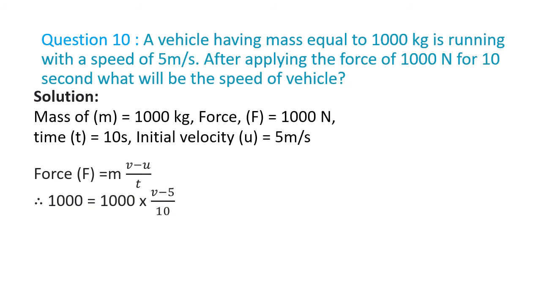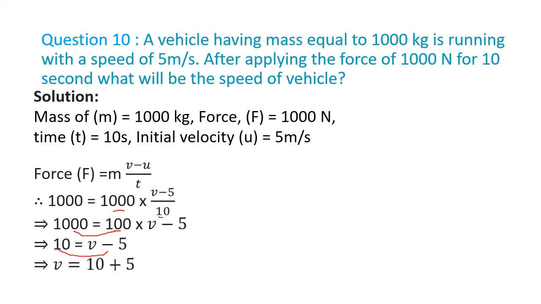So again we put the same formula, put down the values. Force is 1000 Newton, mass is 1000 kg. Final velocity is v, which we don't know, so you have to find v minus 5 upon 10. So 1000 divided by 10 gives 100. Now 100 goes into division here. So 1000 divided by 100 is 10. So 10 equal to v minus 5. The minus 5 goes on this side, becomes plus 5. So the velocity of the bus will become 15 meter per second.